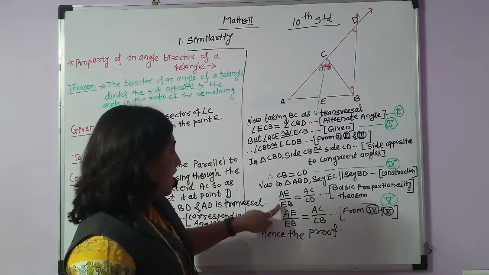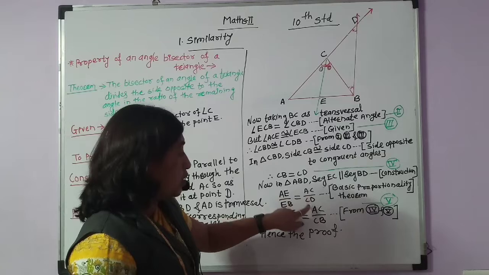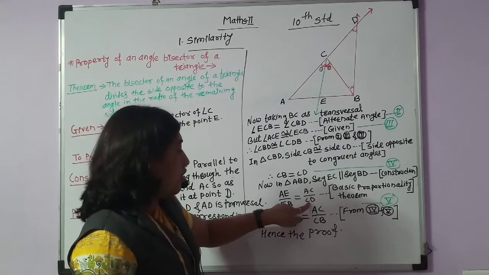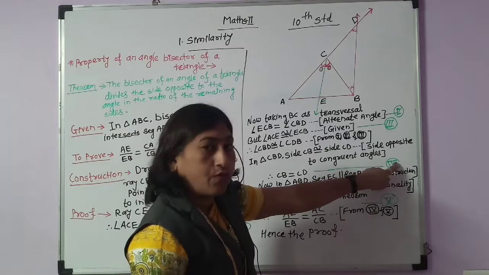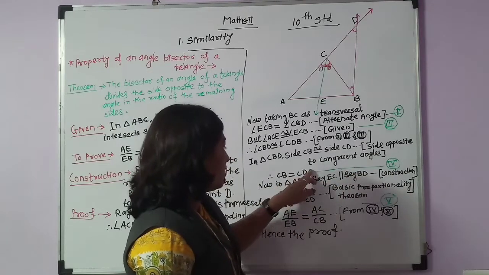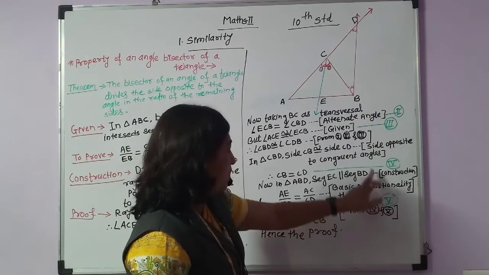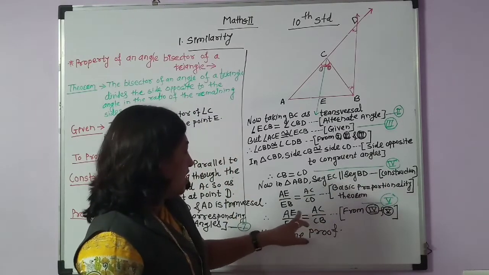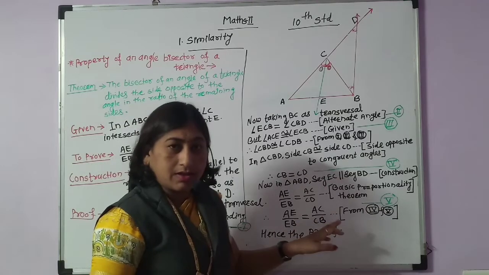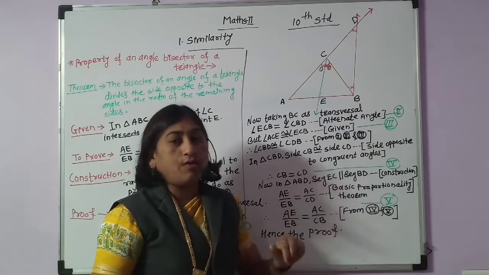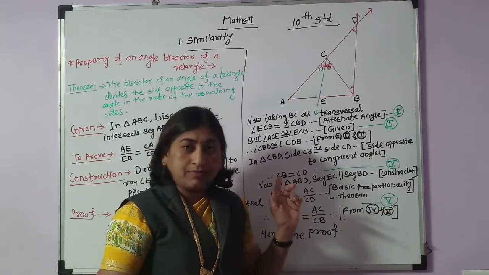Therefore, AE upon EB remains as it is, which is equal to AC, which also remains as it is. Instead of CD, we write CB from equation number 4, because CB equals CD. Therefore, from equations 4 and 5, we write AE upon EB equal to AC upon CB. This is our proof of that statement, that is the angle bisector theorem. Understood?